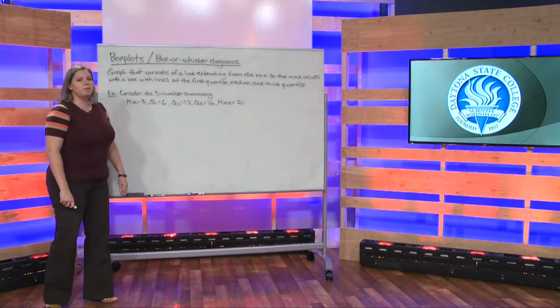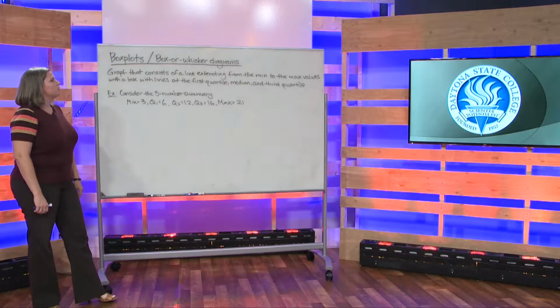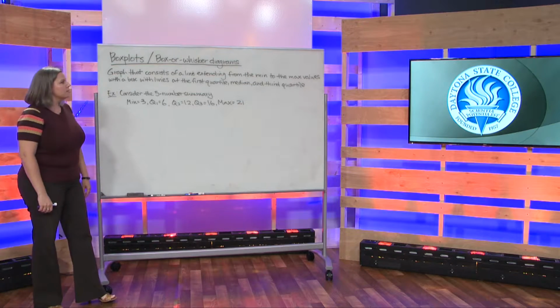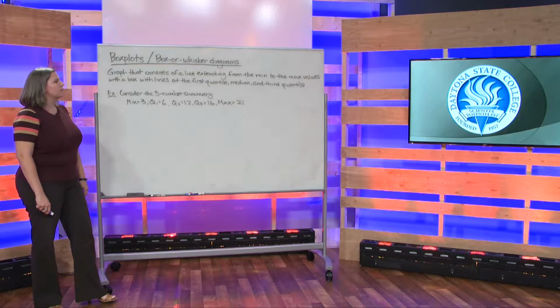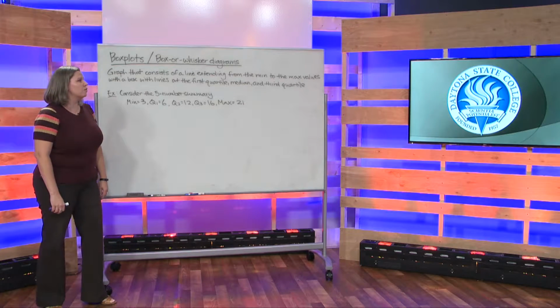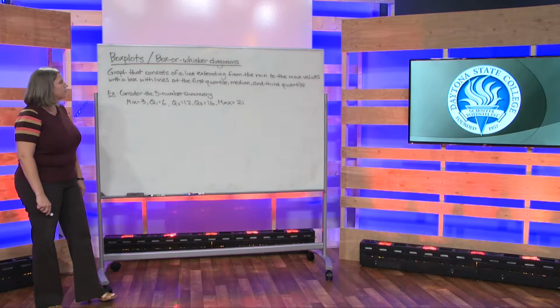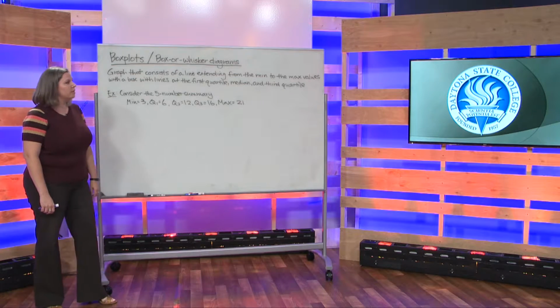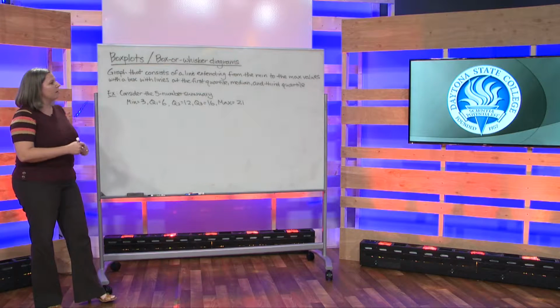In this video, we are going to talk about box plots, which are also called box or whisker diagrams. This is a type of graph that consists of a line that extends from the minimum to the maximum values with a box that has lines at the first quartile, the median, and the third quartile.